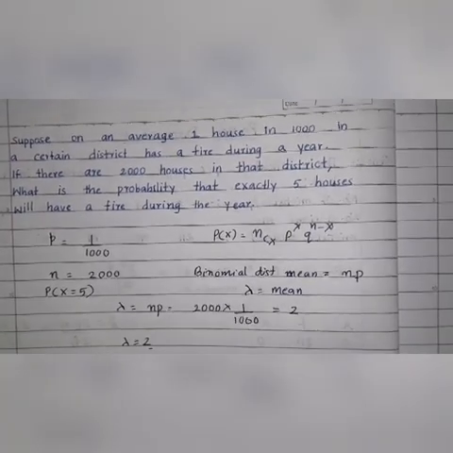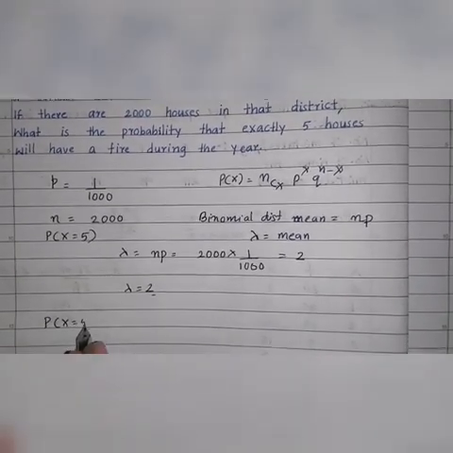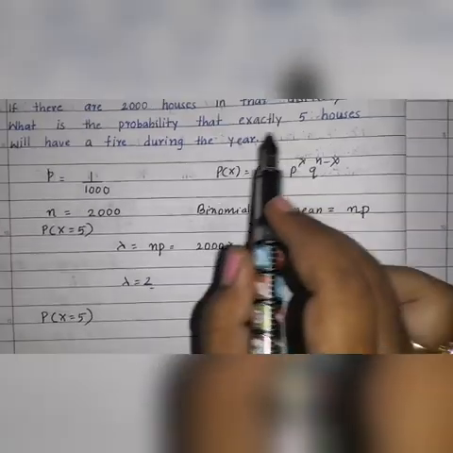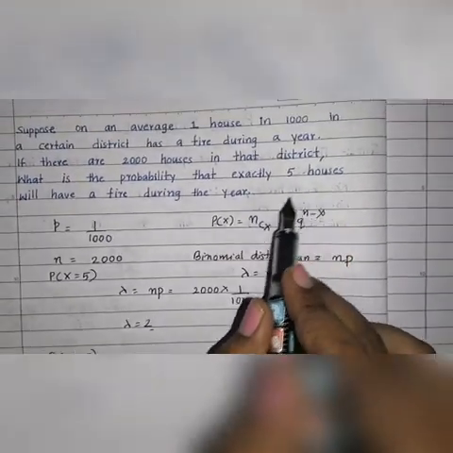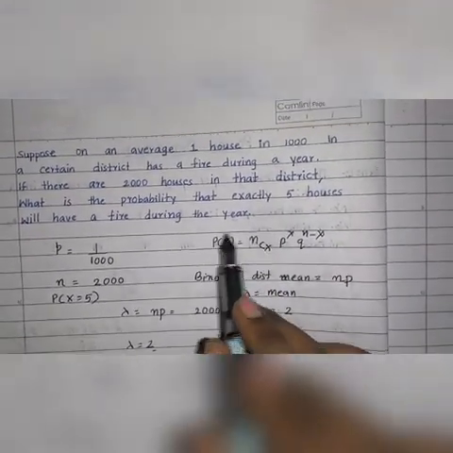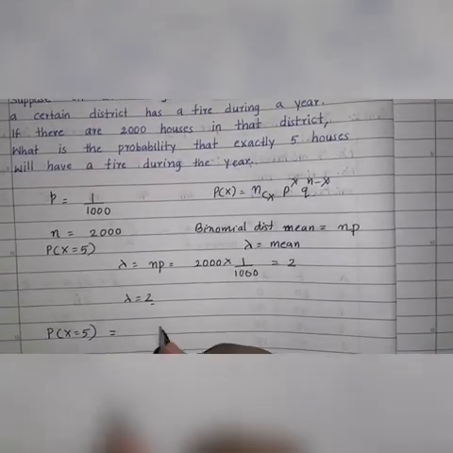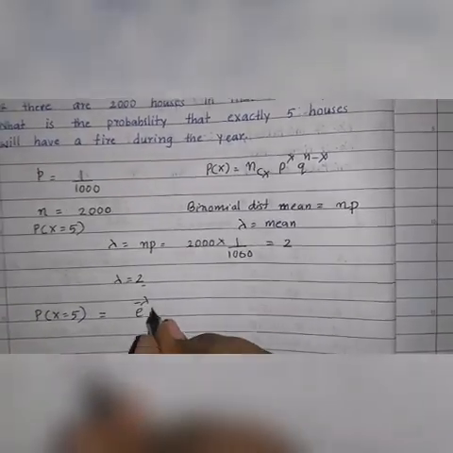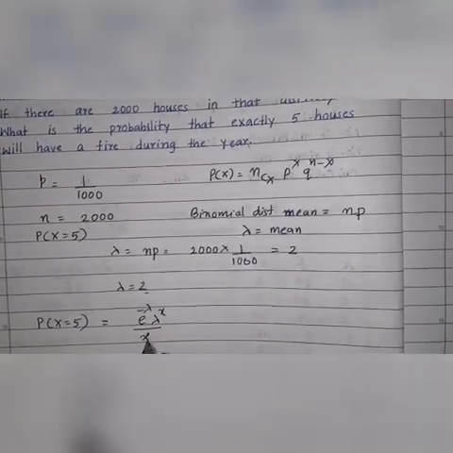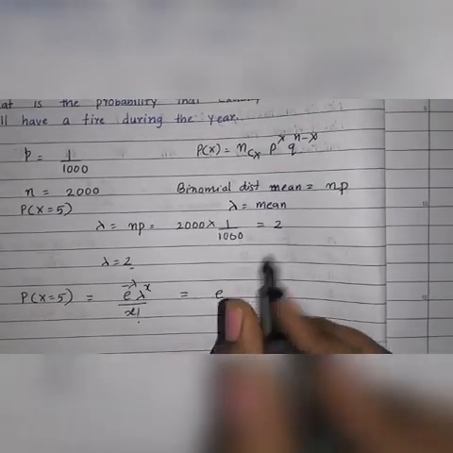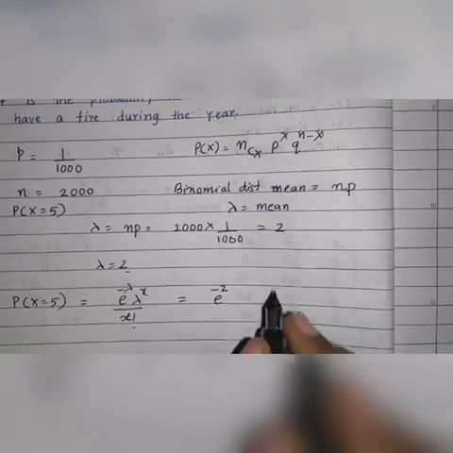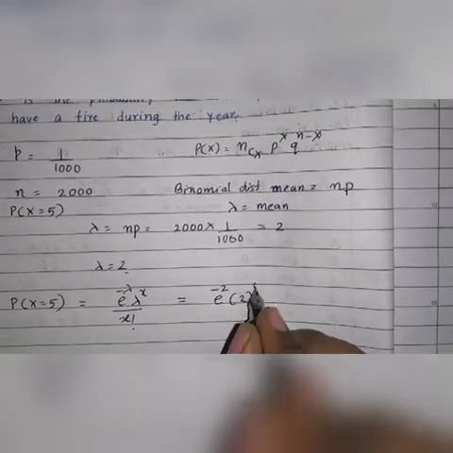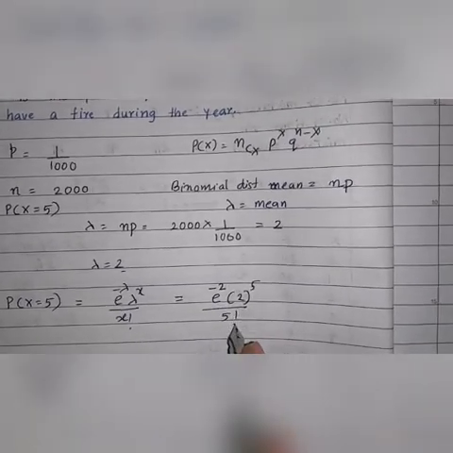Now p of x is equal to, we are supposed to find out what is the probability that exactly 5 houses will have a fire during the year. So the formula is e power minus lambda, lambda power x by x factorial. x is equal to 5, so e power minus 2, 2 power 5 by 5 factorial.